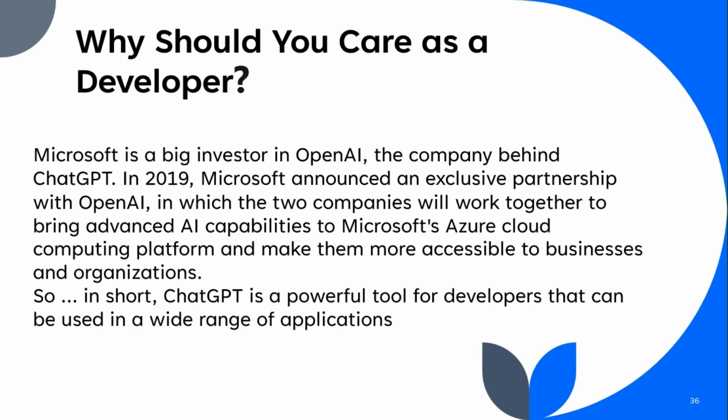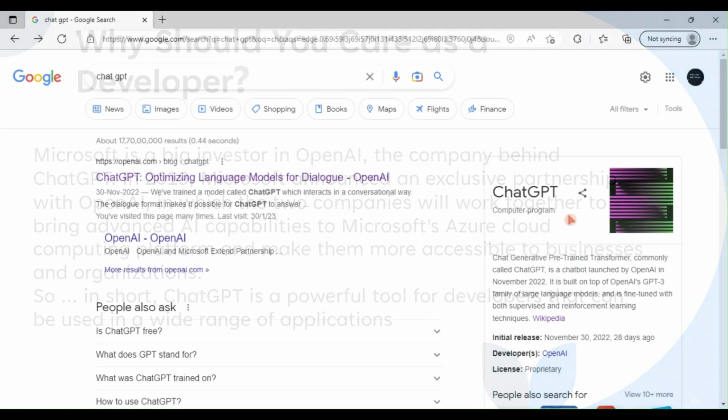So in short, ChatGPT is a powerful tool for developers that can be used for a wide range of applications. ChatGPT can help developers create more intuitive and user-friendly interfaces, improve the performance of their code, and find bugs in the code. In this use case, we are going to create infrastructure as code for Azure using Terraform and Bicep. Basically, we are going to instruct ChatGPT to generate the infrastructure.